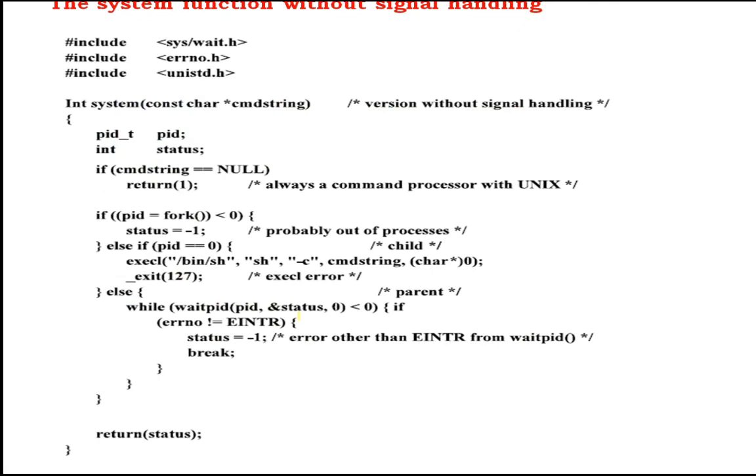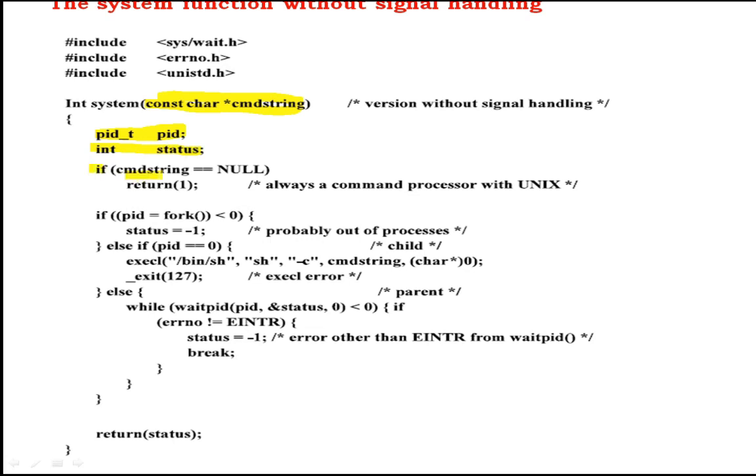Next is the system function without the signal handling. Here we will see how the system function will be implemented in the Linux operating system. So here three header files are included: sys/wait.h, errno.h and stdlib.h. For the system function we are passing one argument, that is my command string. I require the process ID, so pid will be declared, and I require the status there.